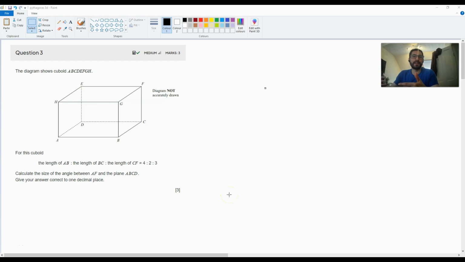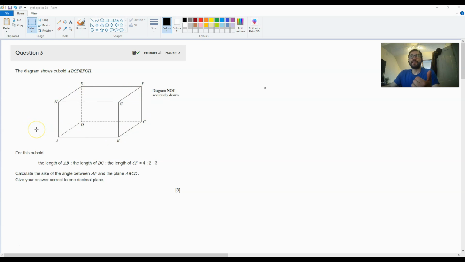Hello, in this video I'm going to be showing you how to solve a basic Pythagoras 3D problem. In this problem over here we have a cuboid which is ABCDEFGH. It's made up of these vertices.